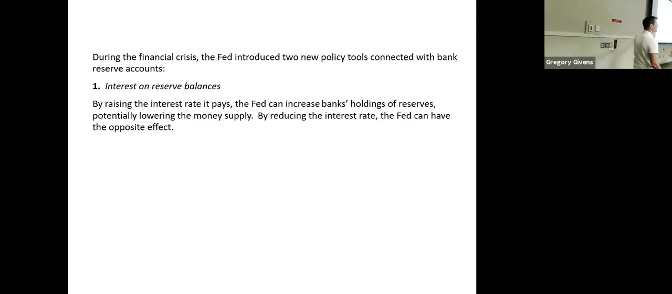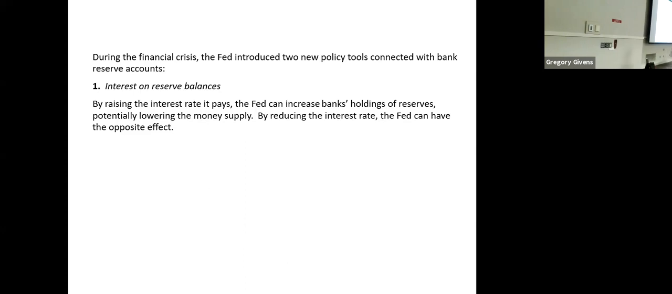Now, how can the Fed influence the amount of reserves in the banking system? Through this interest rate. By the way, I didn't mention this. The interest rate on reserve balances is not a market interest rate. It is a rate that is set administratively by the Fed. The Fed just announces what it's going to be, right?